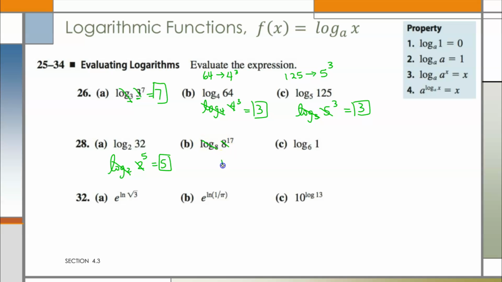Log base 8 of 8 to the 17th, we're just getting 17. What rule we're using is this one here. If the bases are the same, we cancel them out, leaving us with whatever's in the exponent.